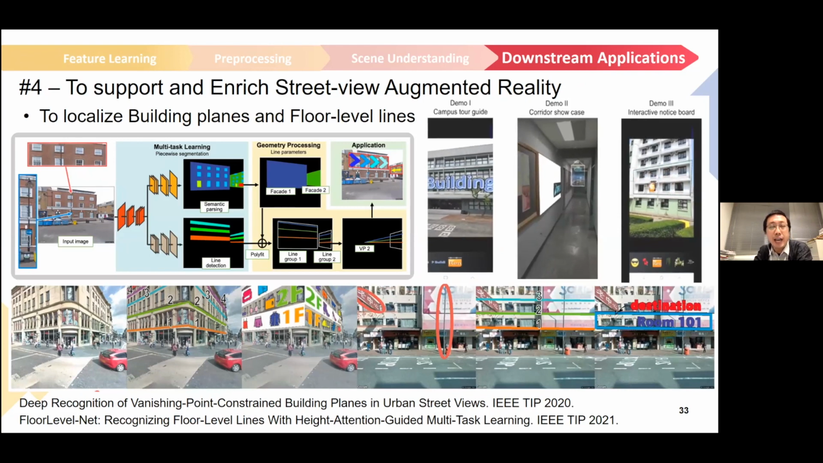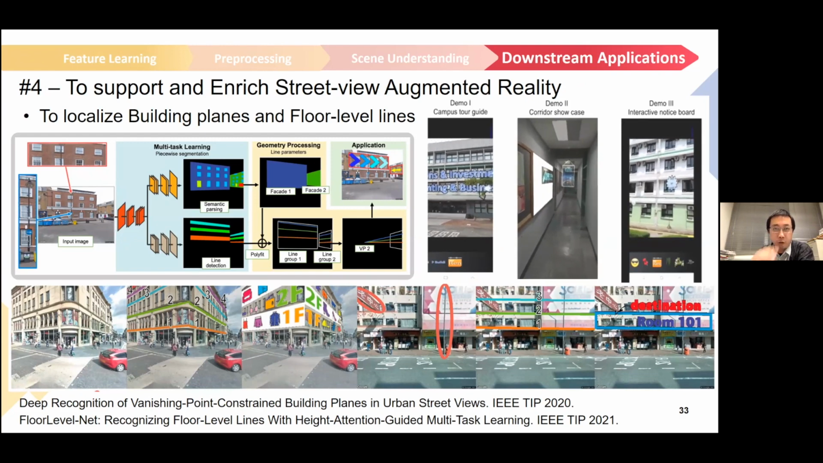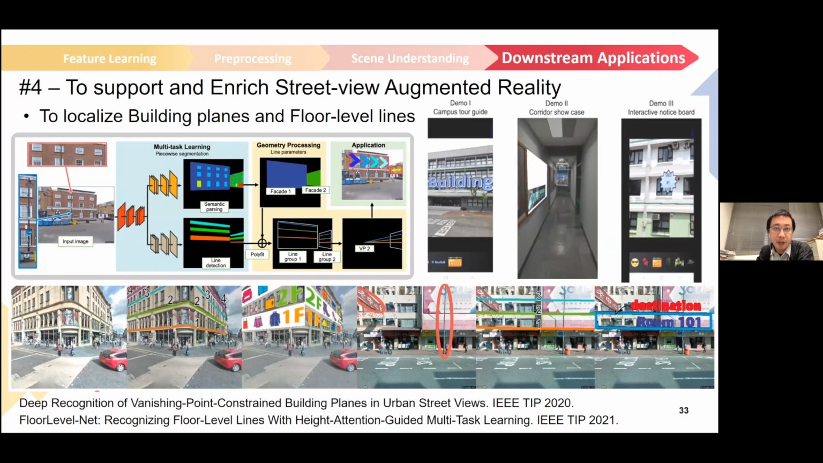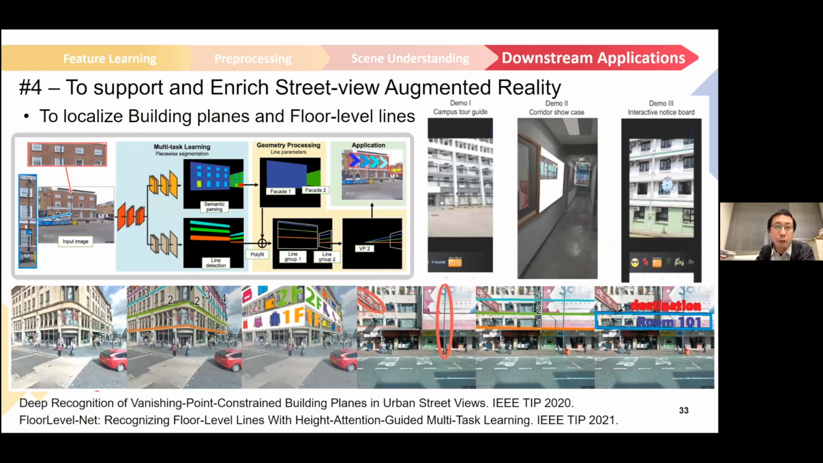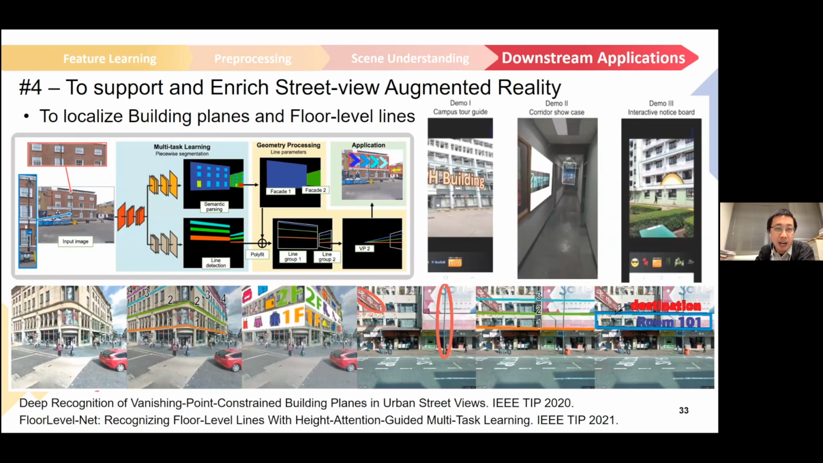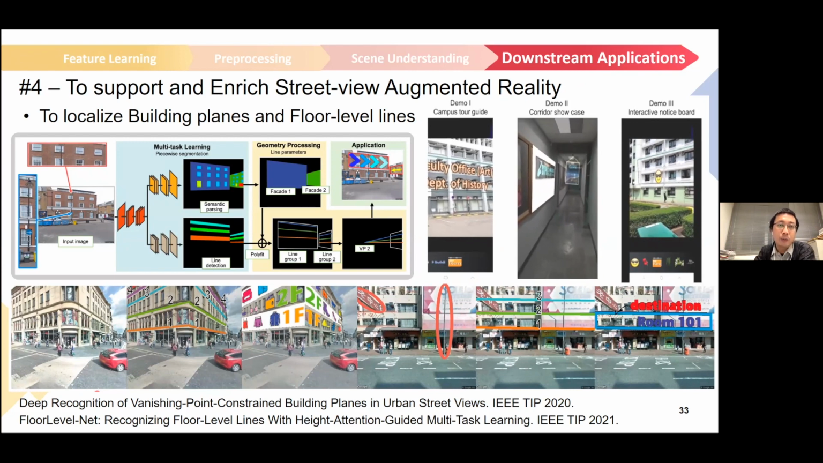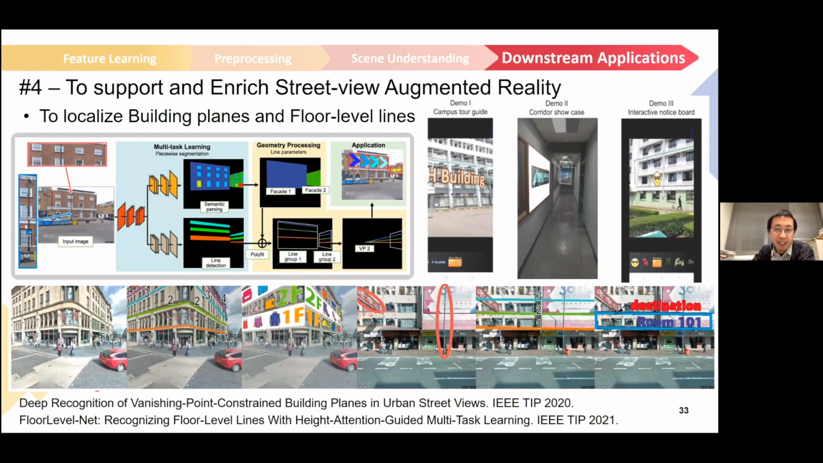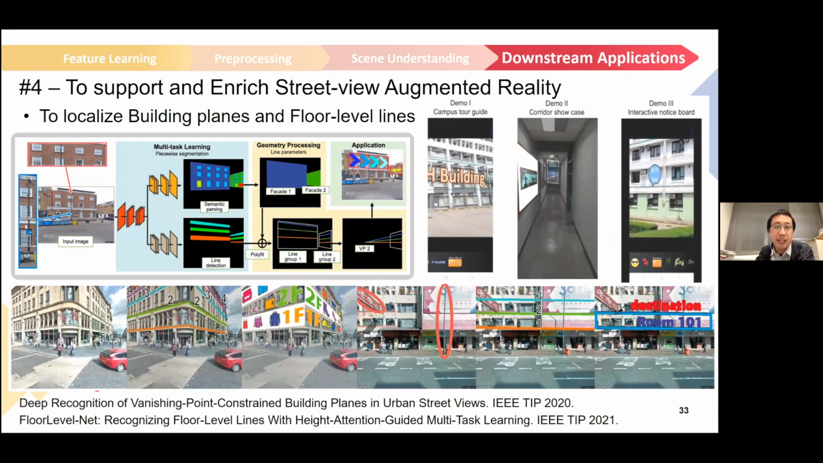And then the last two are related to AR. Basically, we have done two works on AR based on 3D sensing. The first one is that we try to sense where the building planes are and also where the vertical lines are. Based on building planes and vertical lines, we allow AR content to be more effectively overlaid on the building plane, aware of the vertical lines or aligned to the building plane, so that we can produce this kind of AR application.